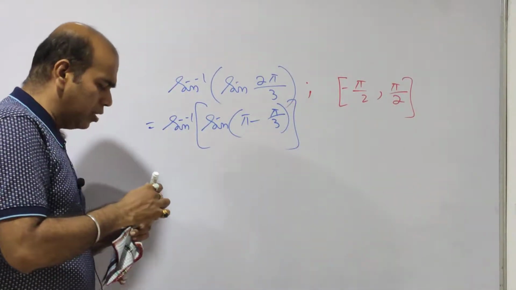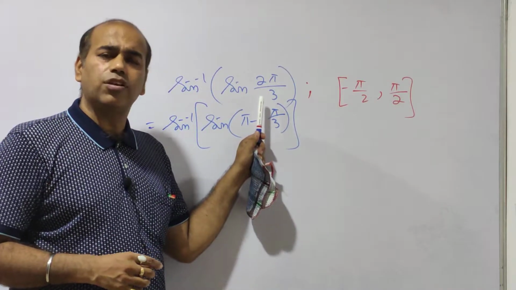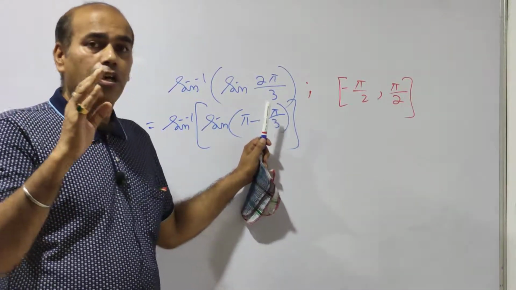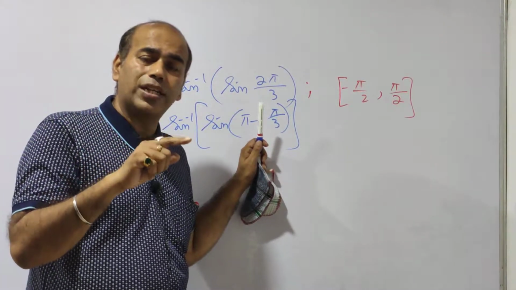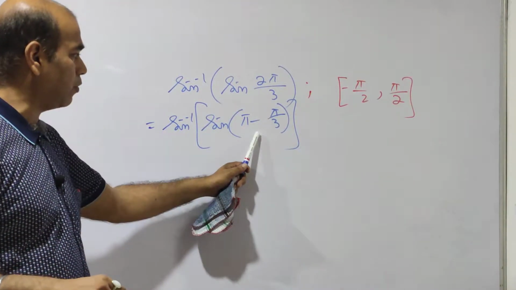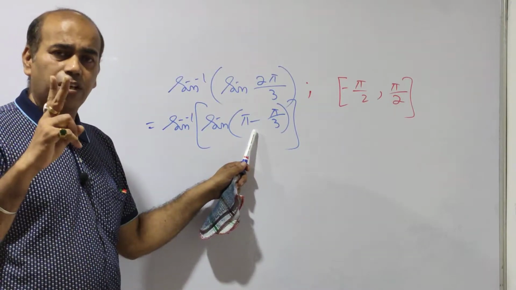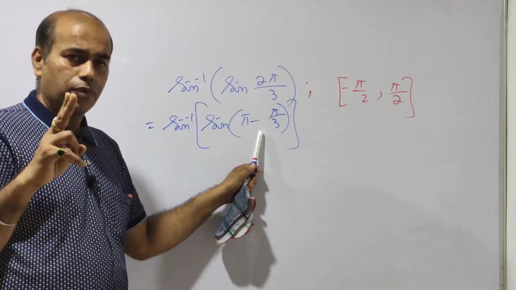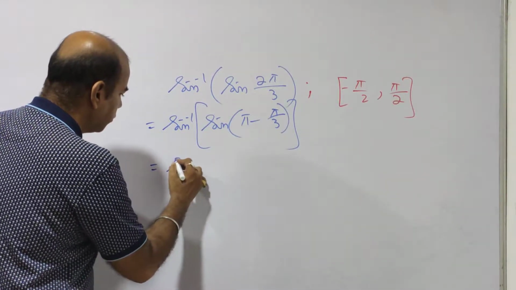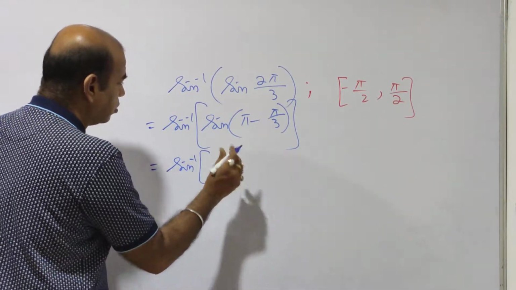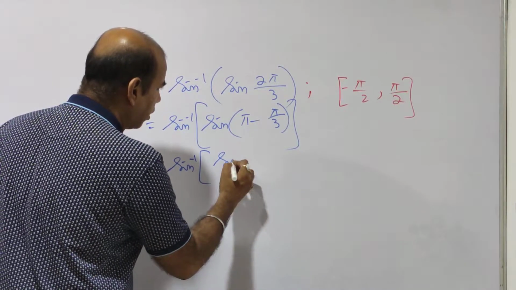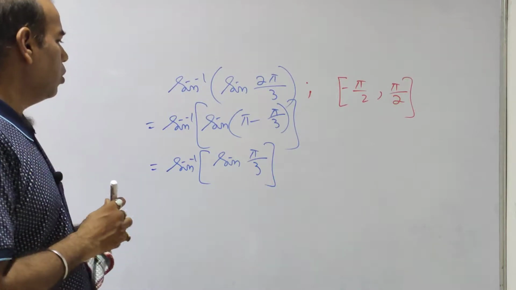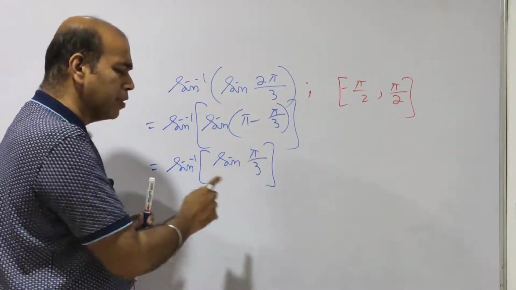Students, it's very simple. This is 120 degrees, 2 pi by 3. 2 into 180 by 3 is 120. Now 120, I can write as 180 minus 60. That's what I have written. Now this is in the second quadrant, and sine in the second quadrant is positive. So I will write sine inverse sine pi by 3.